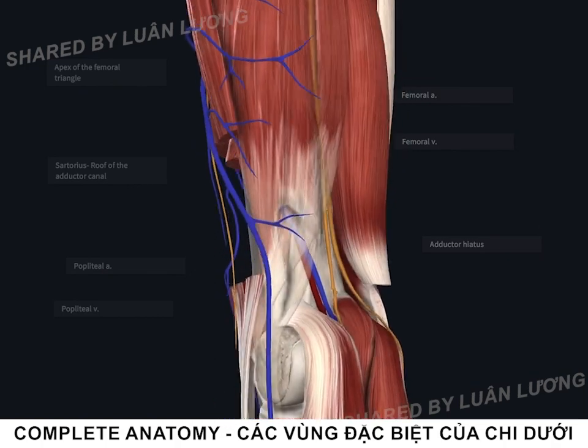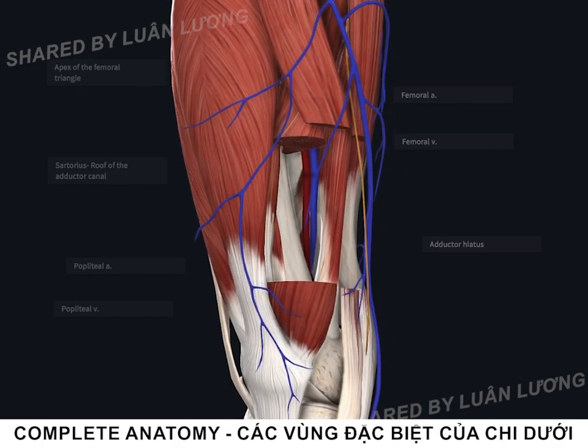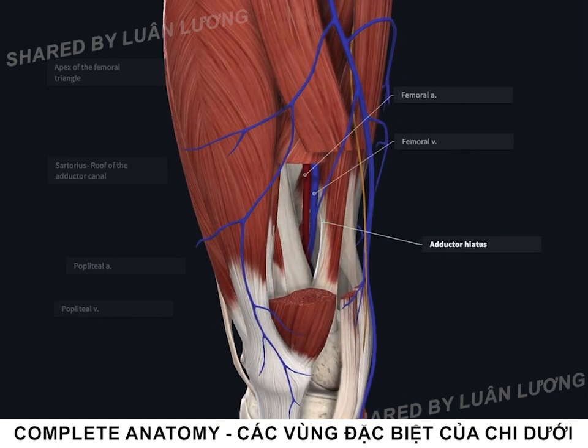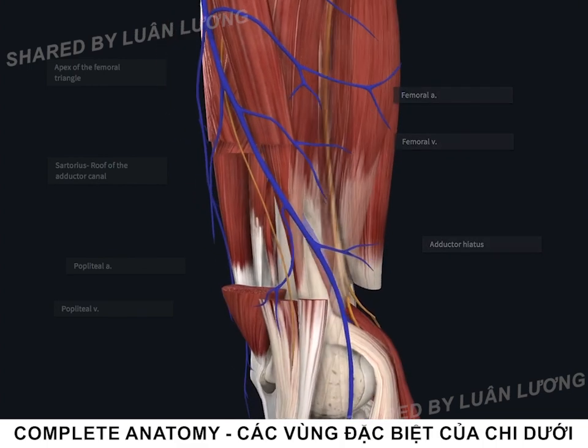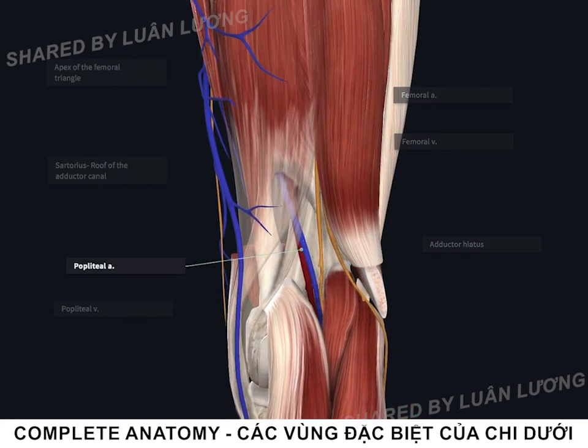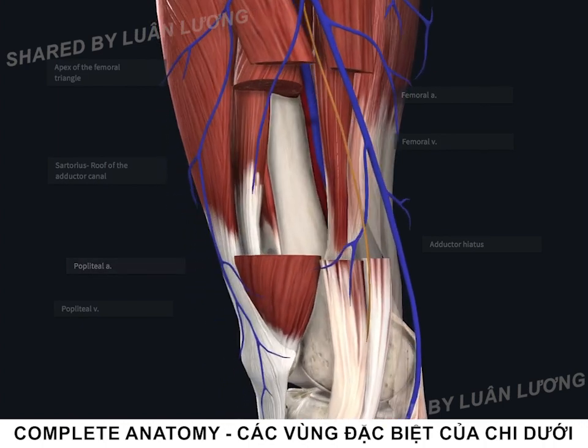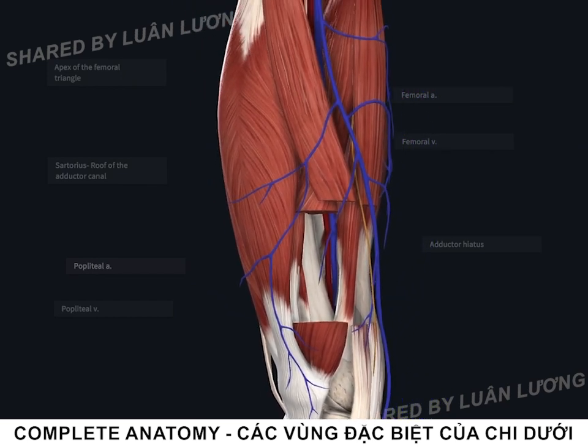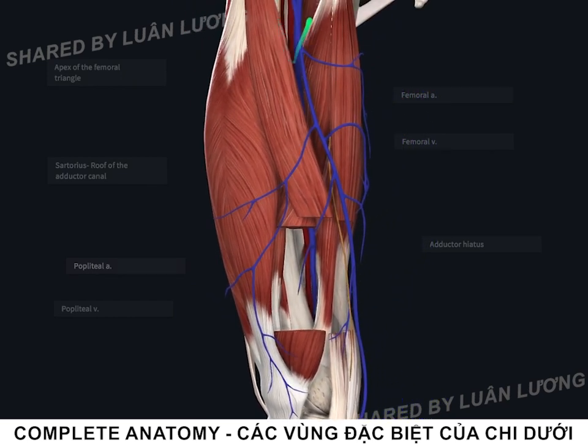pass through. So the adductor hiatus is going to be the boundary point for where the femoral artery and femoral vein are now going to change names. So anterior and superior to this point, they are femoral, and then as they pass through this opening of the adductor hiatus, they're now going to change names and lie posteriorly within the popliteal fossa and be referred to as the popliteal artery and popliteal vein. So the adductor canal is going to terminate at the hiatus, begin at the apex of the femoral triangle, and lie deep to the sartorius muscle.